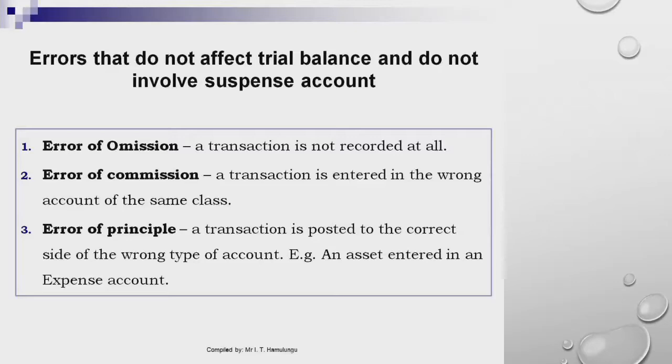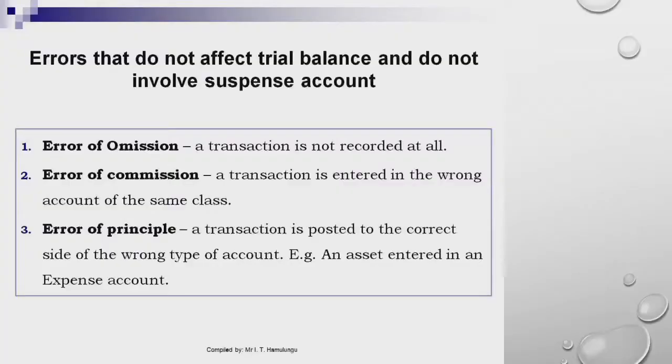Error of commission. A transaction is entered in the wrong account of the same class. Wrong account, the same class. Error of principle. A transaction is posted to the correct side of the wrong account. Example, an asset entered in an expense account. You see, assets are supposed to be recorded on the debit side, yes, but it's a wrong account. They put it under expenses, but it's still going to balance because it's still on the debit side.